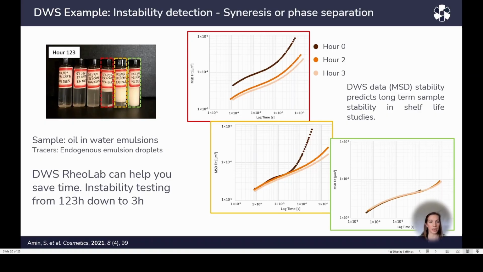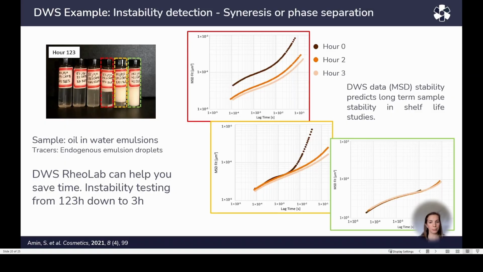In the emulsion I am showing here, no tracer particles were added. In the naturally turbid emulsion, the motion of the oil droplets was measured. Due to ongoing destabilization, the oil droplets were changing in size due to aggregation or coalescence. Larger particles diffuse slower in the same medium, which is visible in the mean square displacement.